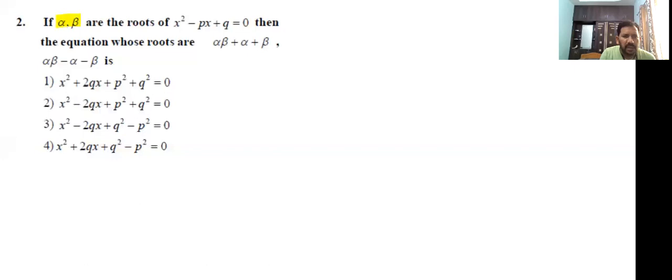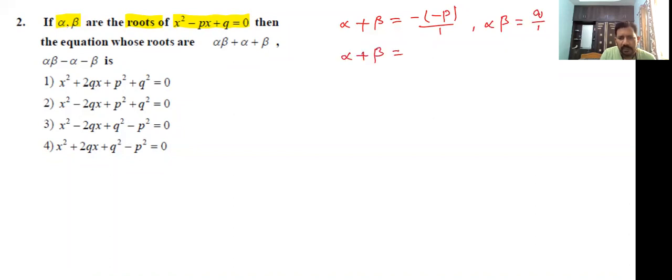Alpha, beta are roots of the equation x square minus px plus q is equal to 0. So alpha plus beta, sum of the roots, is minus of minus p divided by 1, and product of the roots, alpha beta, is q divided by 1. Finally, alpha plus beta is equal to p, alpha beta is equal to q.